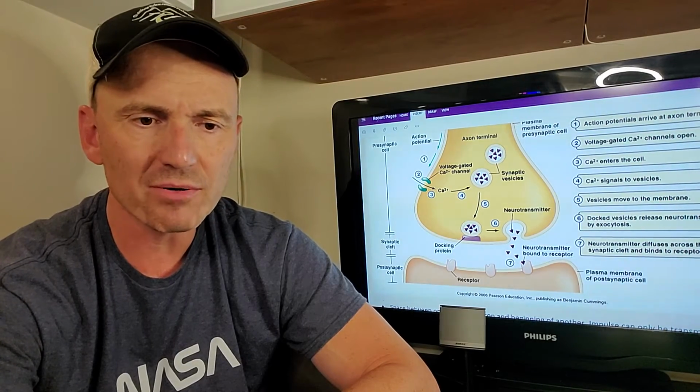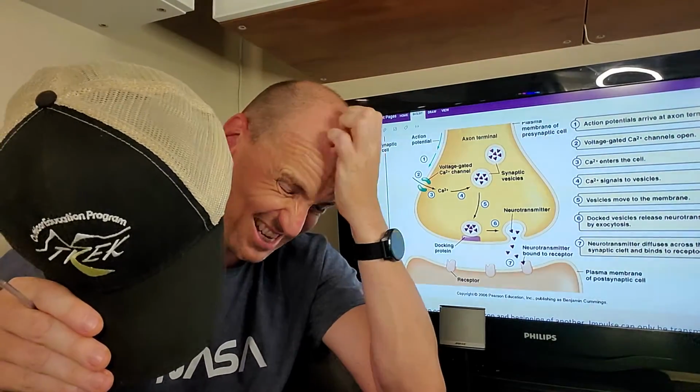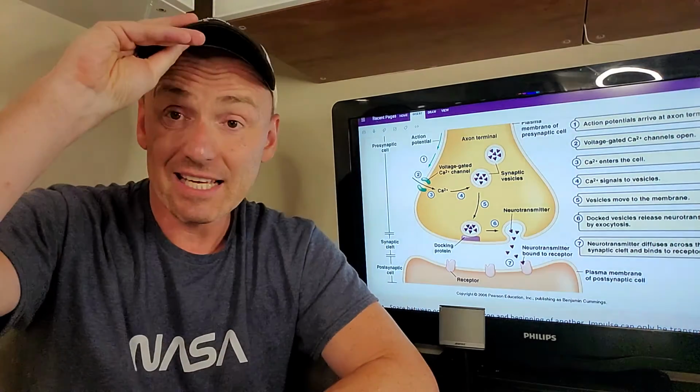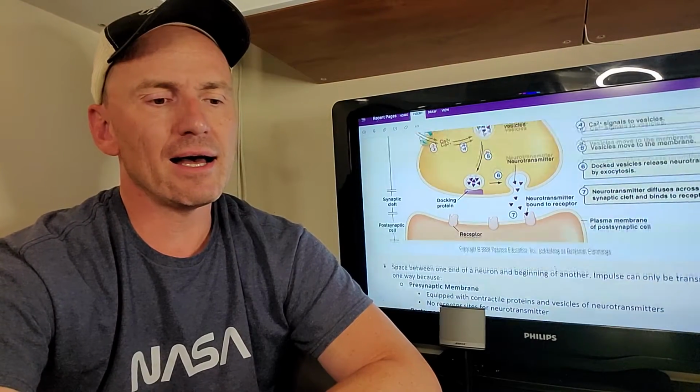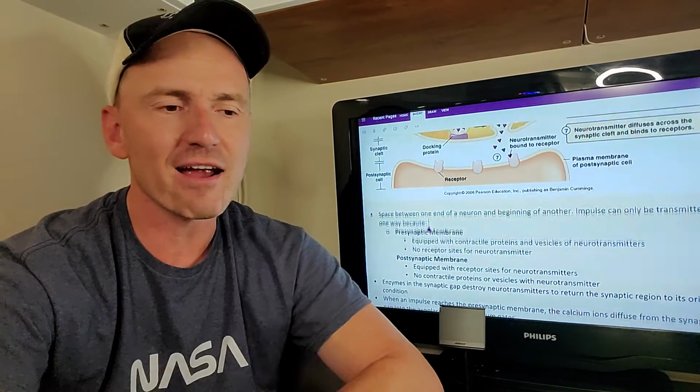These are called docking proteins, or there's another name for these proteins, which I liked better, and now it has completely escaped my, getting old. Contractile proteins. There we go.